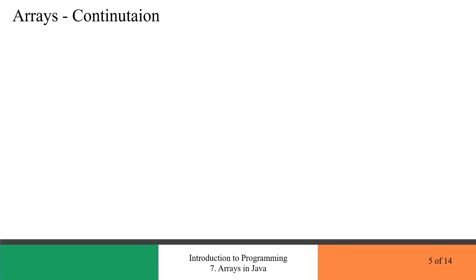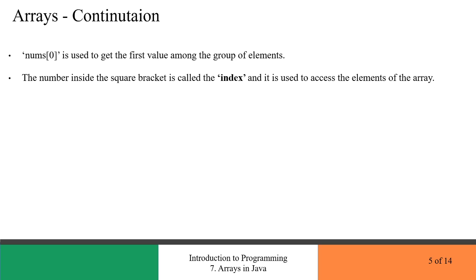The name of the array variable that we created was nums. Nums of 0 is used to get the value of the first element in the array. Because we have a group of elements, we use this number to indicate the position of the element within the array.